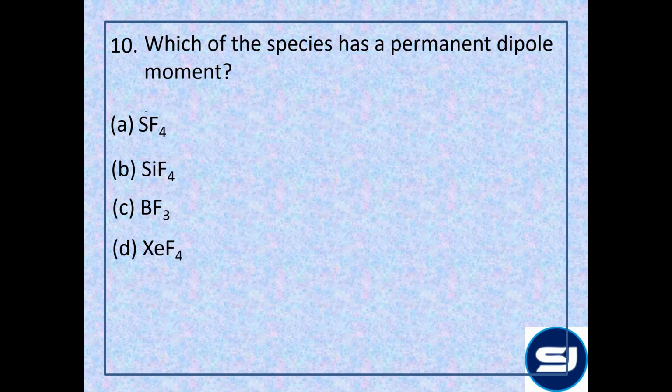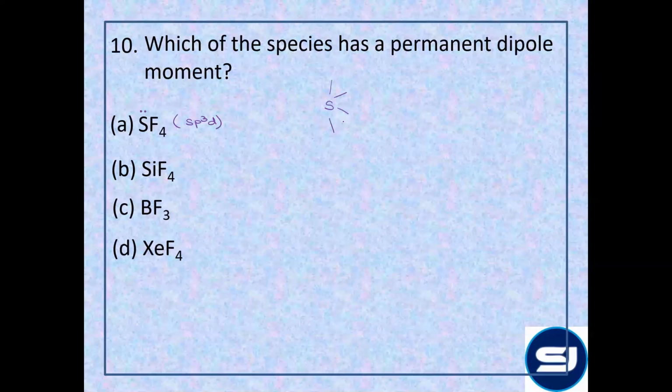4 BP, 1 LP, so it will be sp3d, and with sp3d what type of arrangement does it have? Trigonal bipyramidal. Trigonal bipyramid is the geometry. What will the shape be? Seesaw. The shape will be seesaw. And the lone pair will be present in what position? Equatorial. Equatorial position. That's how we draw the structure.